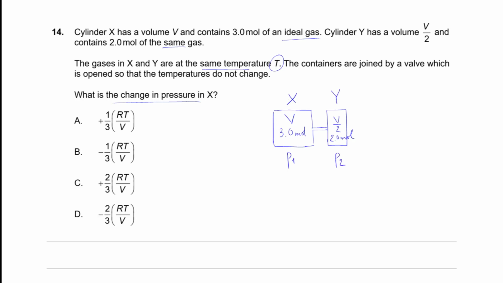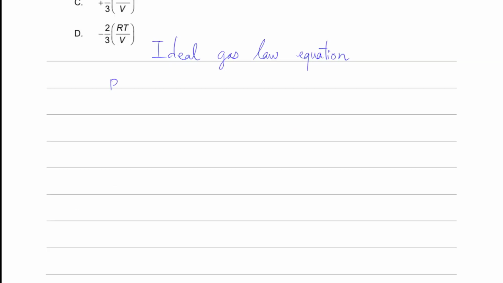In order to answer this question, we're going to use the ideal gas law equation. Now, let's write the two equations for the two containers. The first container: pressure P1, volume V, the number of moles is 3 moles, multiplied with the gas constant R and temperature T. The second container: pressure P2, volume V over 2, the mole number 2 moles, and then RT. Let's write a third equation for when the two amounts of gas mix together.